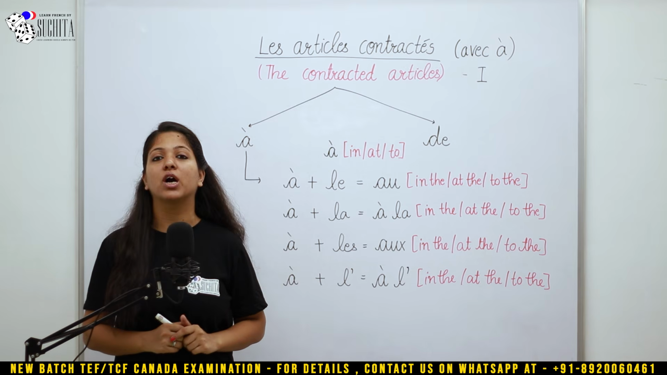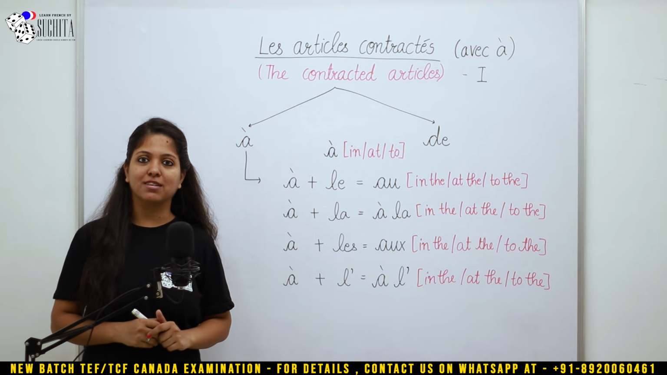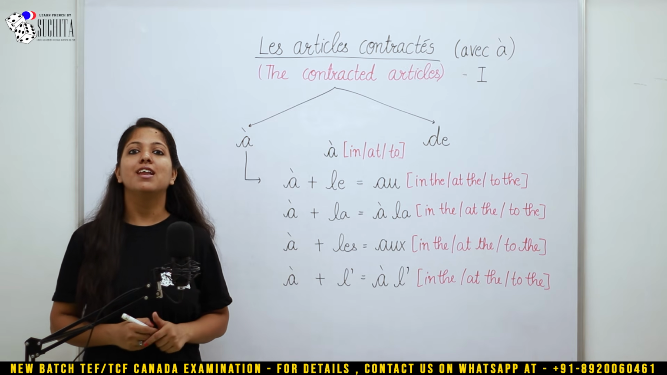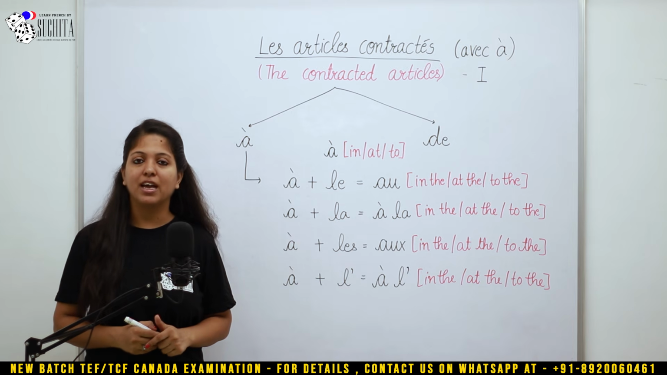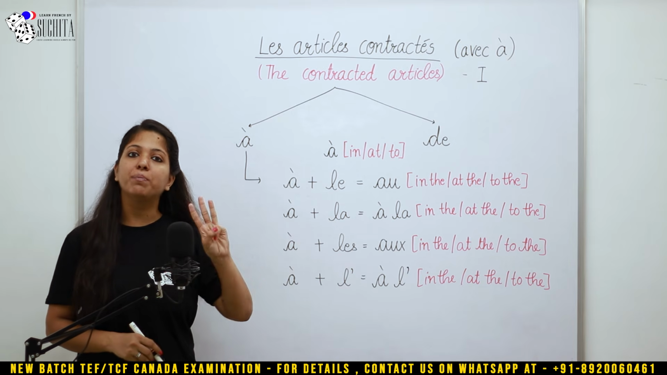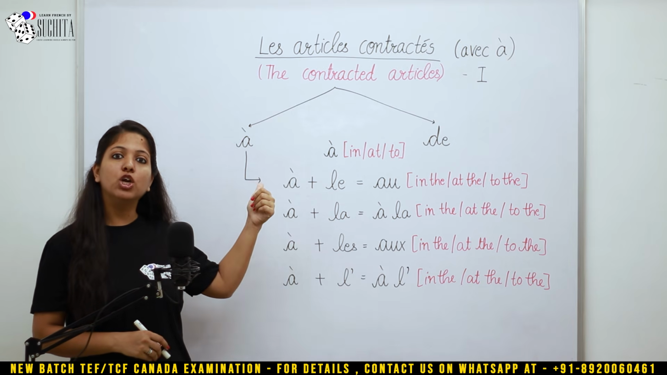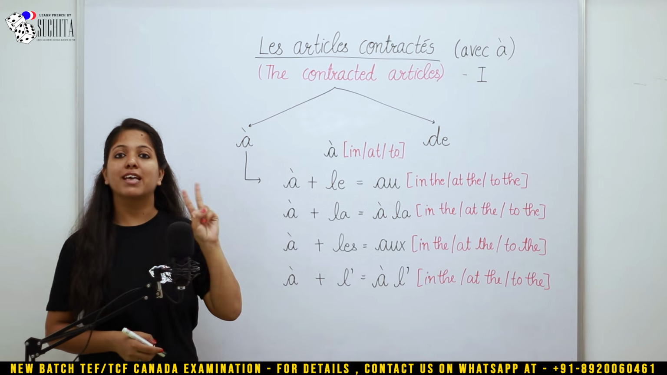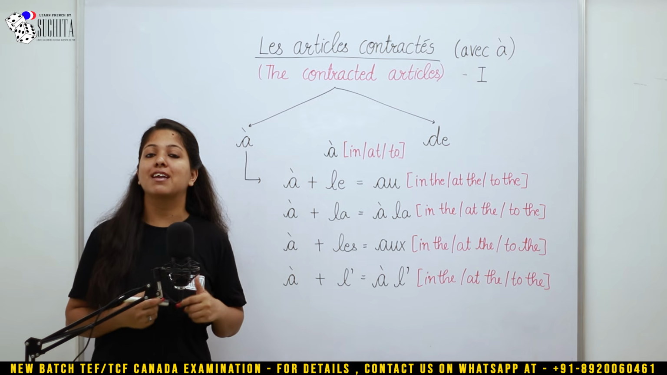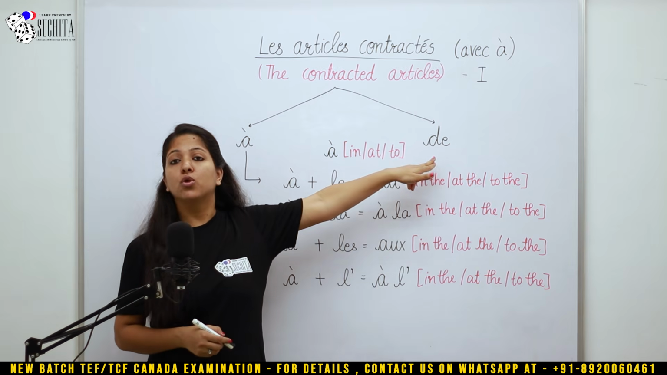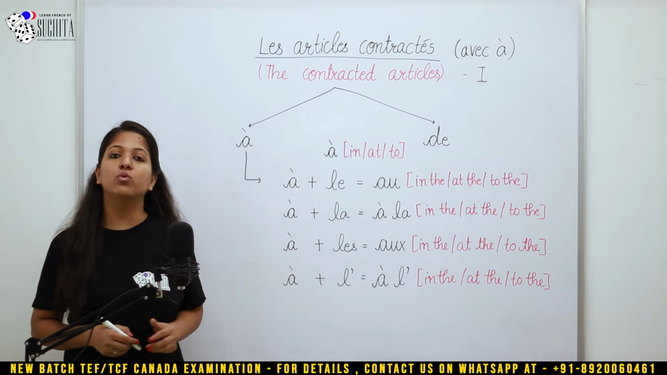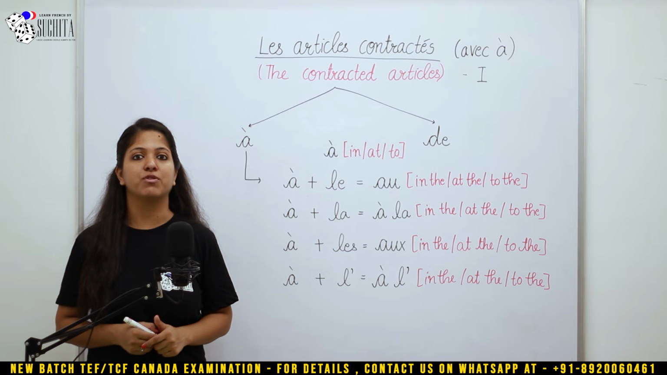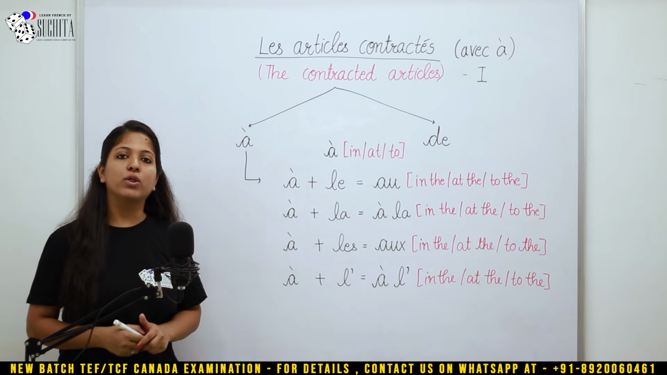And in this video, we are going to learn the contracted articles. And in French, they are known as les articles contractés. I have divided this series into 3 parts. So in first we'll learn les articles contractés avec A. In the second video we are going to learn les articles contractés avec de. And in the third video we are going to learn les exceptions. So let's begin with the video.